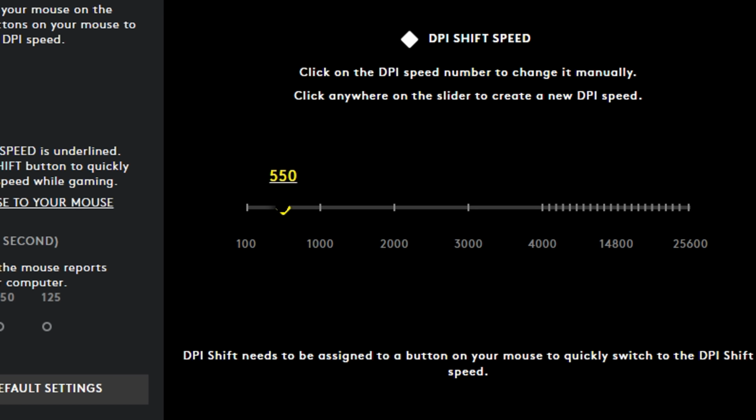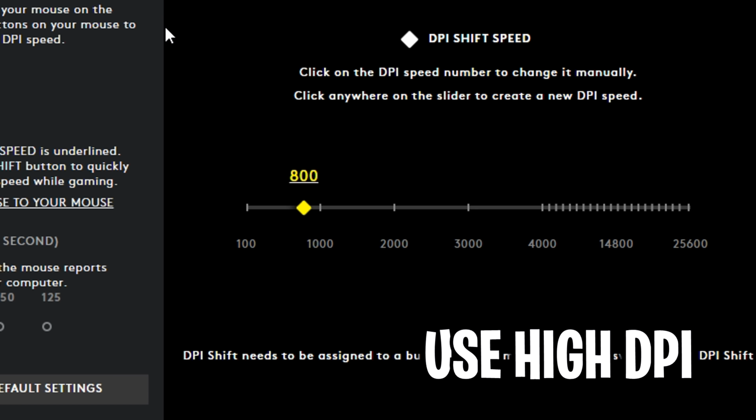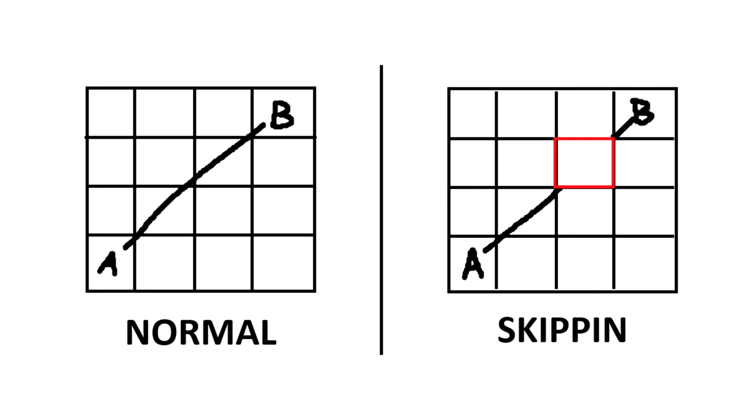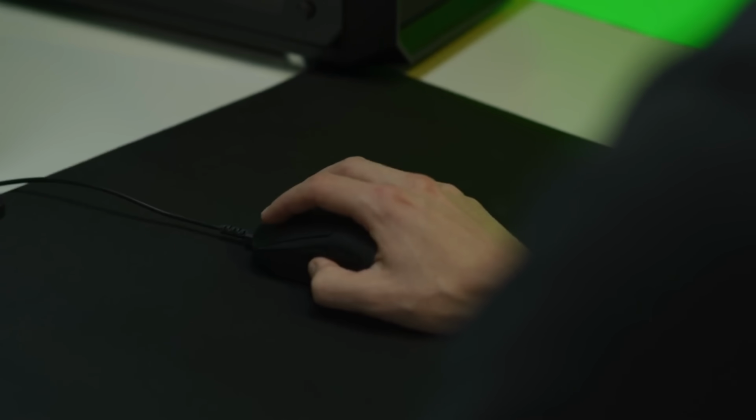From there, you can go into your mouse's software and set up a high DPI. The reason why is because it has been proven to reduce pixel skipping and lower latency. However, it is still personal preference, so it is up to you.